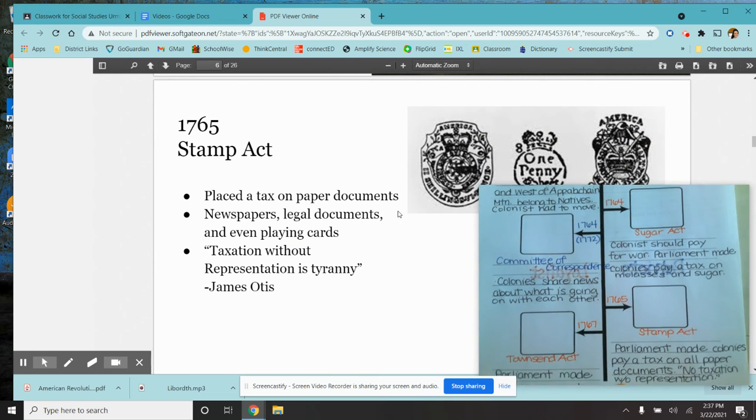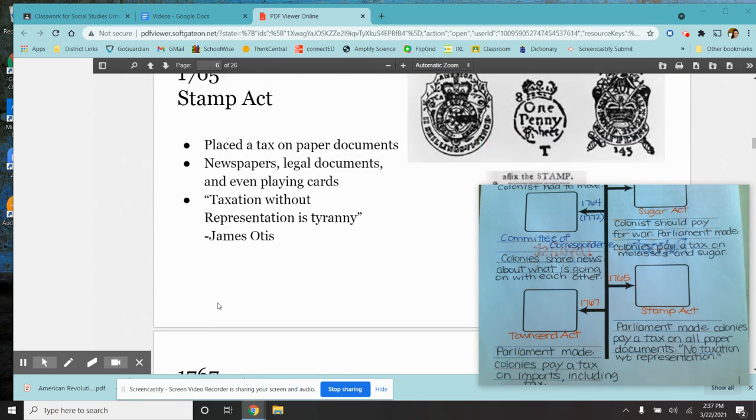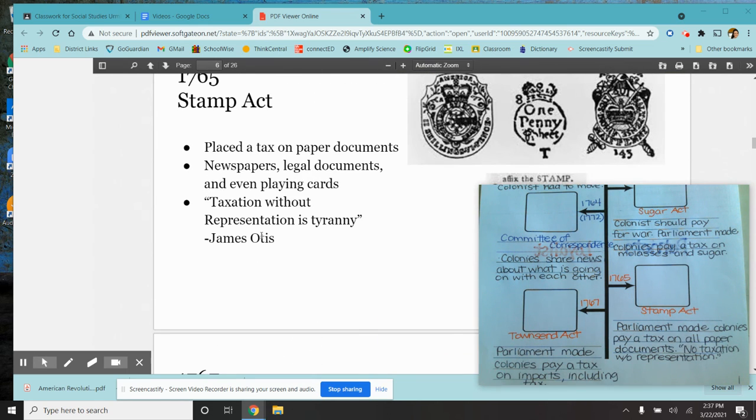1765 was the Stamp Act. Parliament made the colonies pay a tax on all paper documents, and that was when James Otis gave the speech of "No taxation without representation is tyranny," and these were examples of stamps that the collectors or British soldiers would stamp on goods when they found them. Let me just lift up a little bit.